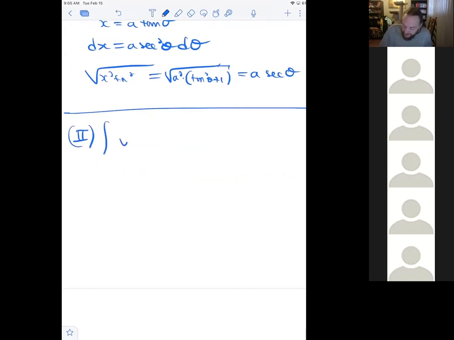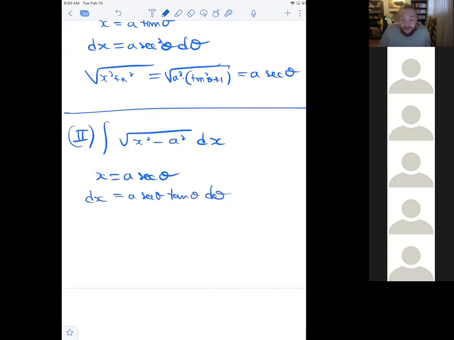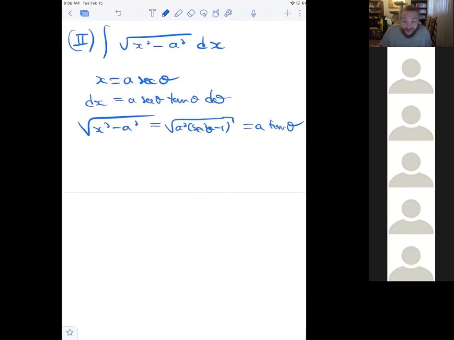In case two, if I have the integral of something with the square root of x squared minus a squared dx, then I'm going to let x equal a secant theta. Then dx is going to be a secant theta tan theta d theta. Don't forget your differential. And then the square root of x squared minus a squared is equal to the square root of a squared times secant squared theta minus one, which I can turn into tan, which is a tan theta. No more square root. And I have products of integrals of secants and tans.